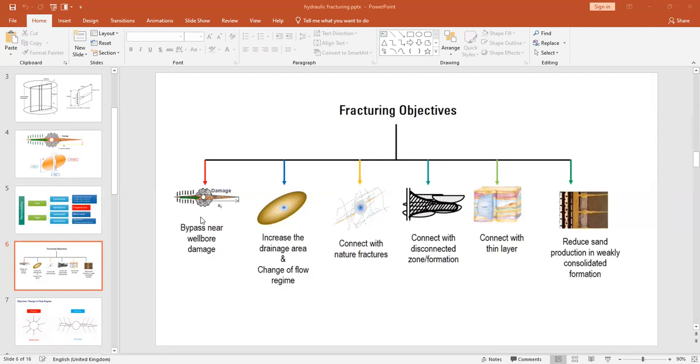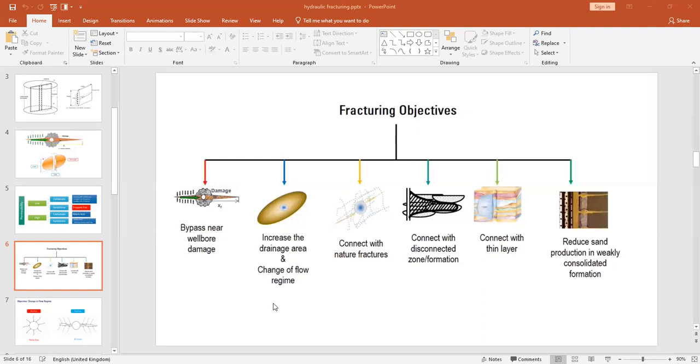Yes. So it has actually treated the damage. Fluid can flow in any direction. But hydraulic fracturing will not treat the damage, but it will bypass it. Bypassing it means that you're creating a path where fluid can flow, but the damage is still there. So that's the meaning of bypassing the damage.